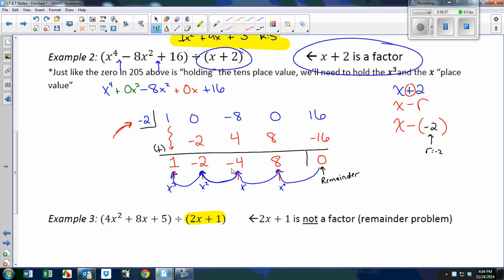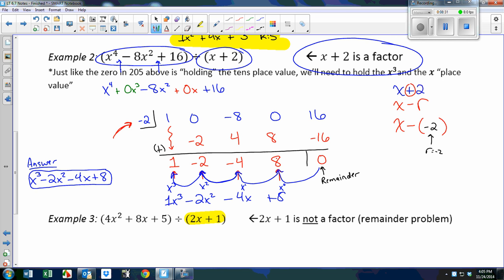But our final answer is 1x cubed minus 2x squared minus 4x plus 8. No remainder. So x cubed minus 2x squared minus 4x plus 8 is what you get when you divide x to the 4th minus 8x squared plus 16 by x plus 2.